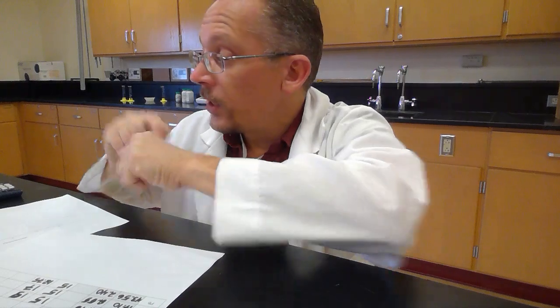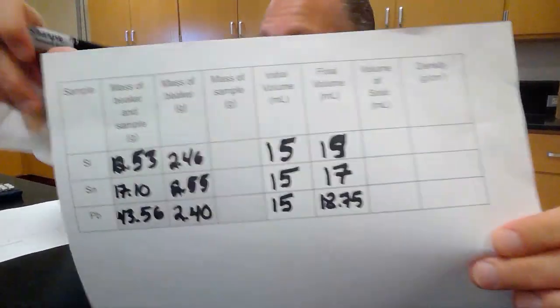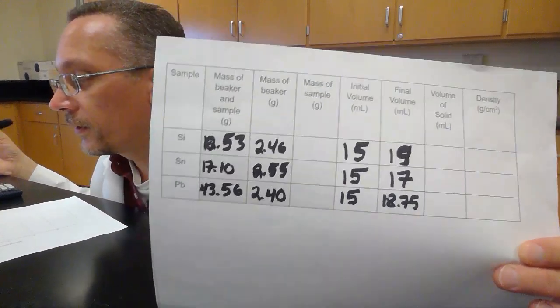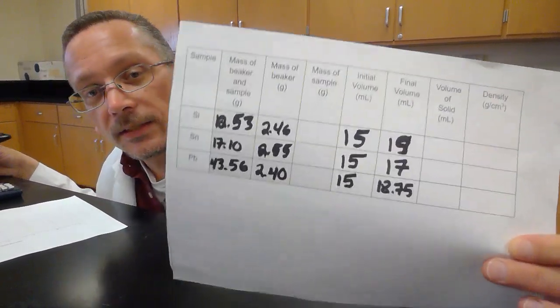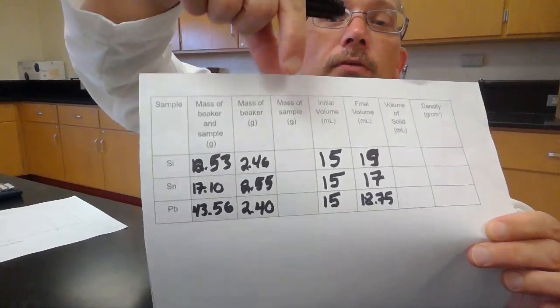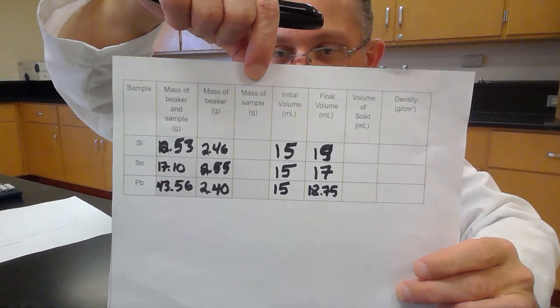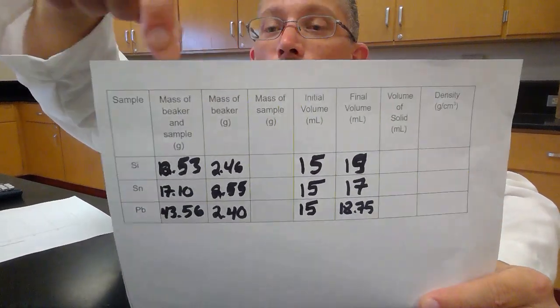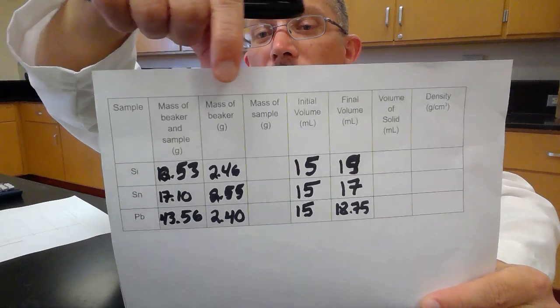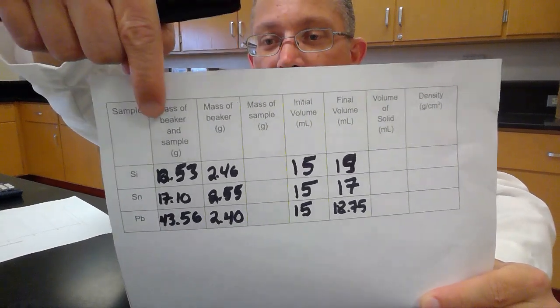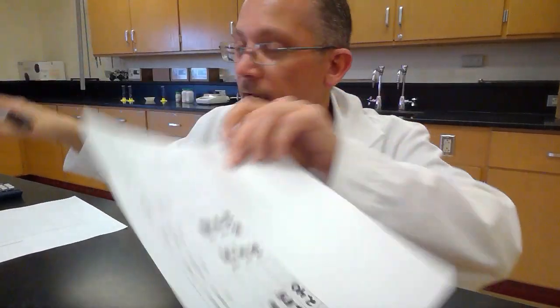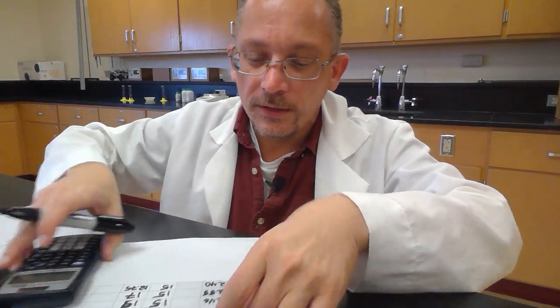Okay, let's now go ahead and complete the table. Like it says in, what is it, Postlab calculations. It tells you how to complete the table here. First, we're going to figure out this column here, the mass of the sample. And to do that, we're going to take this one and subtract this one. So we're just going to subtract these two numbers. And I have my trusty calculator.